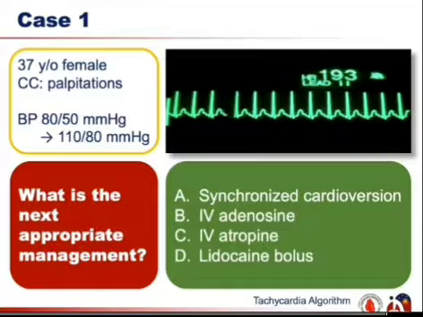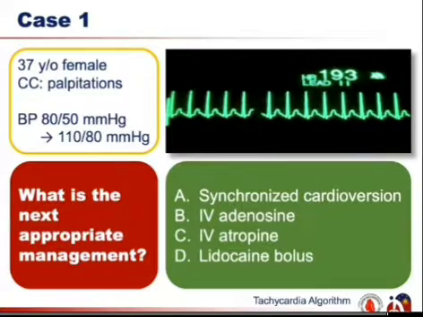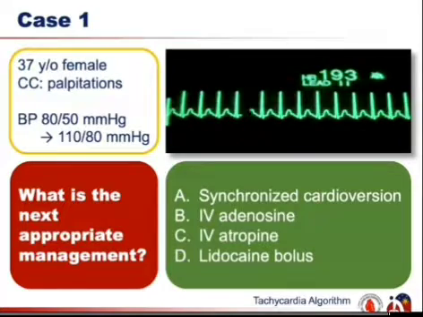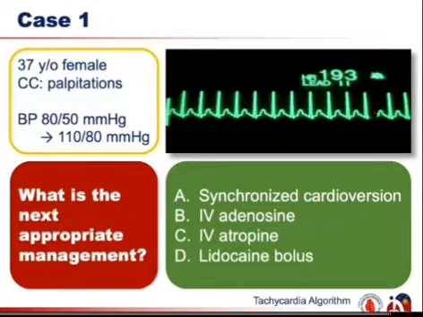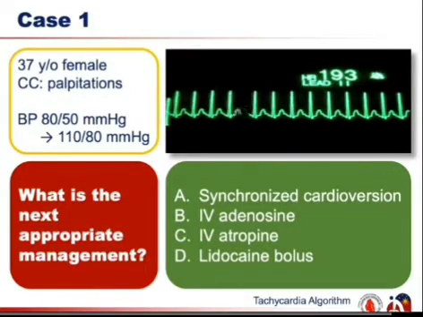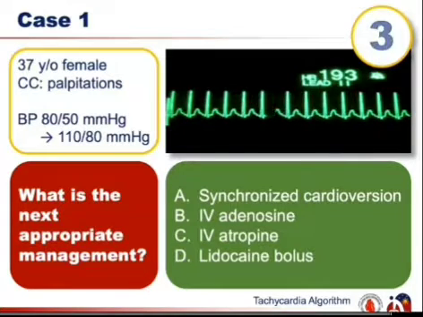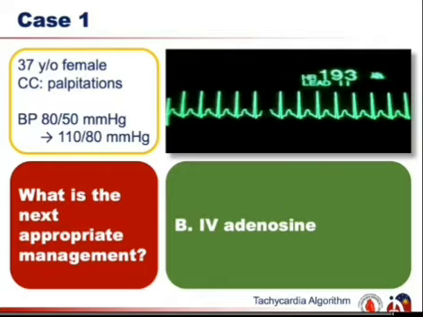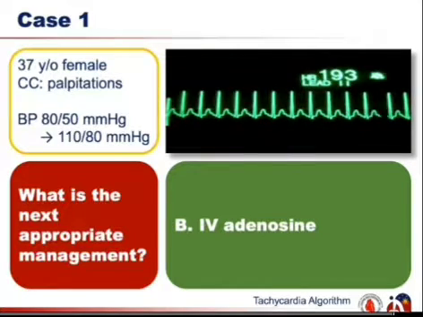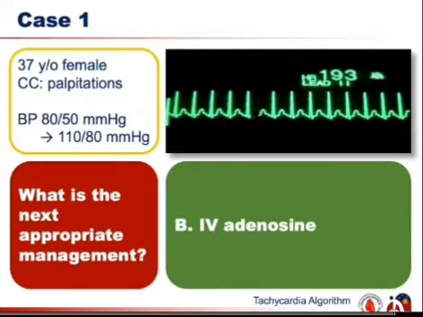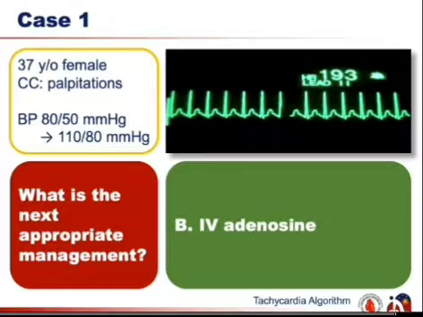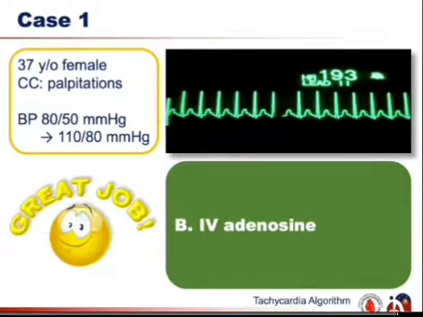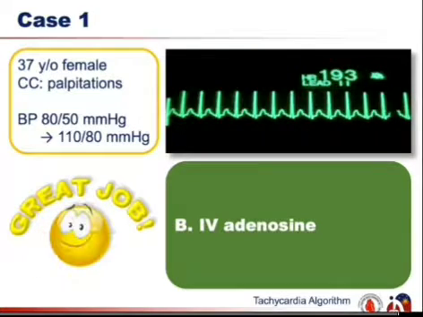A. Do synchronized cardioversion. B. Give IV adenosine. C. Give IV atropine. Or D. Give lidocaine IV bolus. The answer is B. Give IV adenosine. You got it right. Good job. For cases of stable SVT, the first drug of choice is IV adenosine.